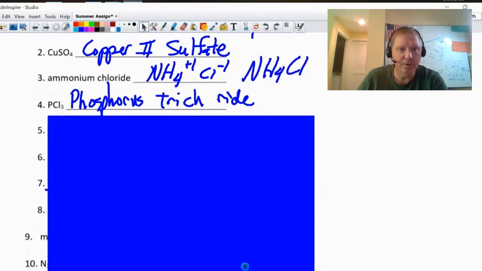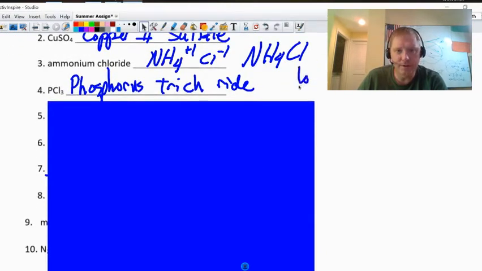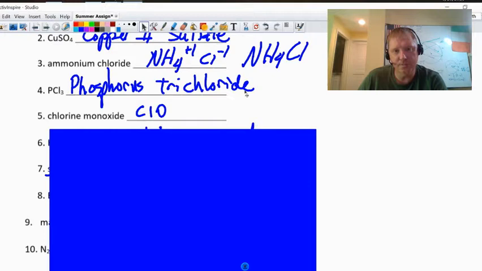Phosphorus and chlorine are both nonmetals. Oh, there it is. Phosphorus and chlorine are both nonmetals, so I had to use the prefixes. There's no prefix on mono if it's the first word, but there is a prefix for chlorine, so I put the tri on there, so there we go. And don't forget you change the ending to IDE for the second word. Chlorine monoxide, so that's chlorine and 1 oxygen, and we're done.